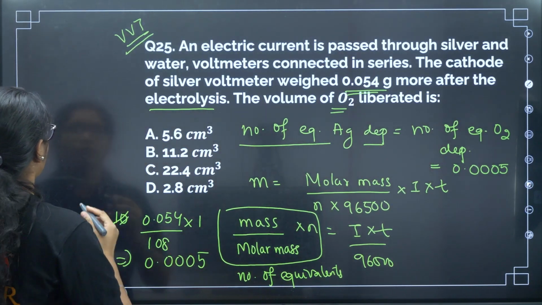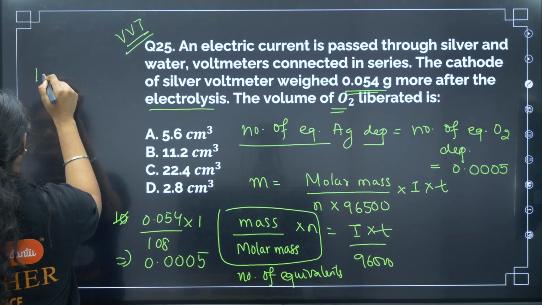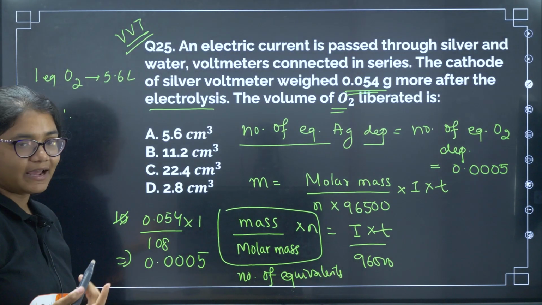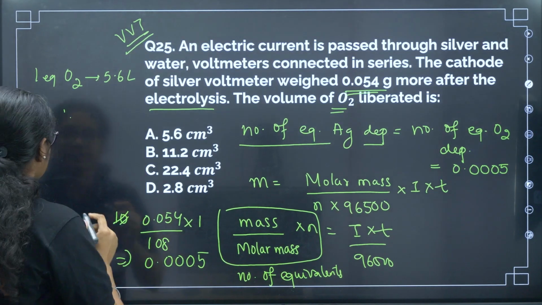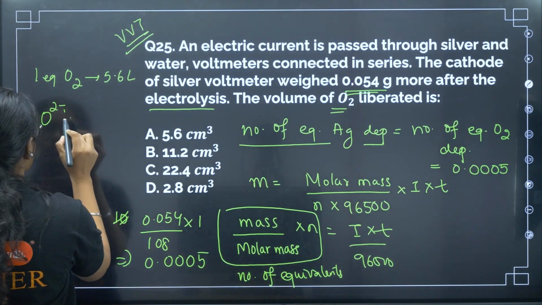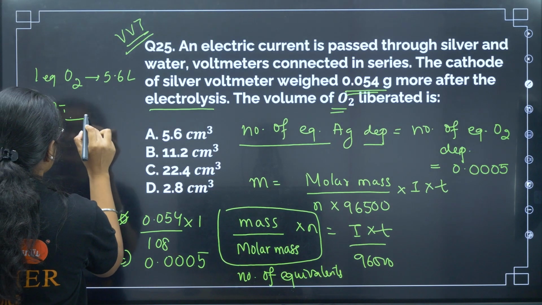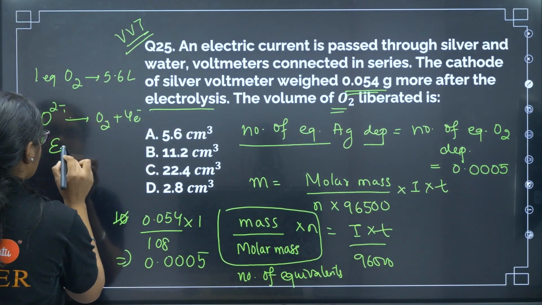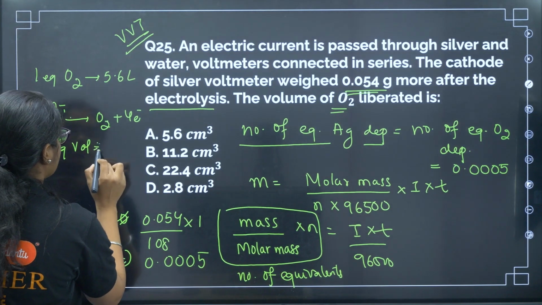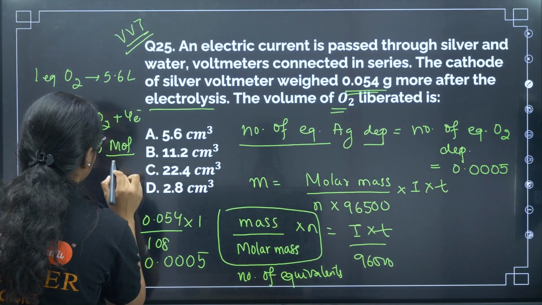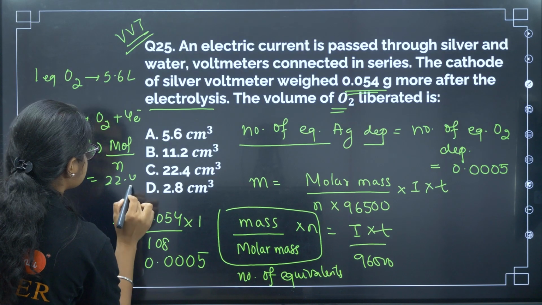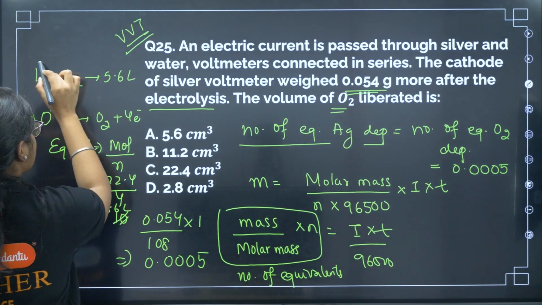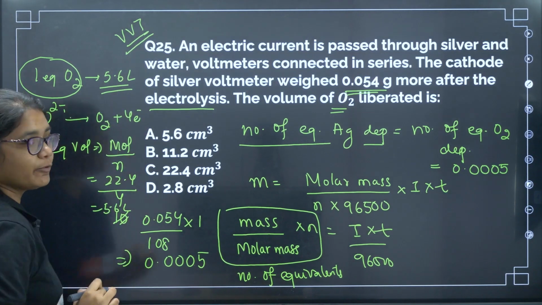So here something you should know, one equivalent of oxygen occupies 5.6 liters. Now from where has this number come? So if you know, in oxygen we have this formula: 2O2- gives O2 plus 4 electrons, right? Equivalent volume, if I want to calculate, that is equal to molar volume by n factor. So that is 22.4 is the molar volume, n factor is 4, that is 5.6 liter. So that is why one equivalent of oxygen occupies 5.6 liter.